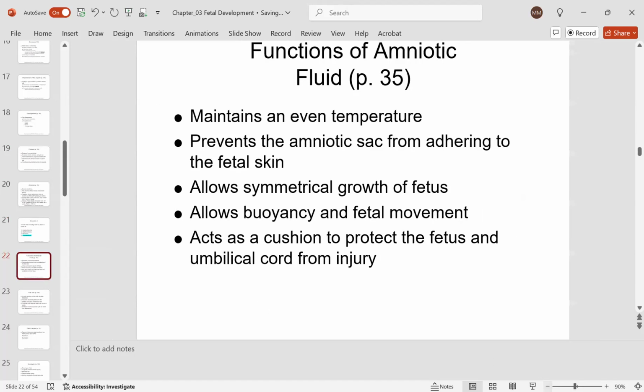A lot of things. It maintains the baby's temperature. It prevents the amniotic sac from sticking to the baby. So the baby's floating, right? It allows for the baby to grow symmetrically and it's buoyant. Think about when you're in water. So the kid can kind of, especially in the first few months of pregnancy, it can like move around and kick and whatever. And it's a cushion to protect the baby and the umbilical cord from any type of injury.